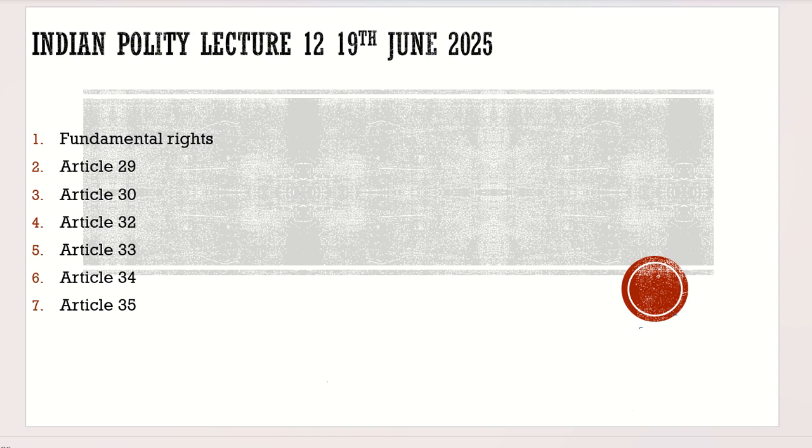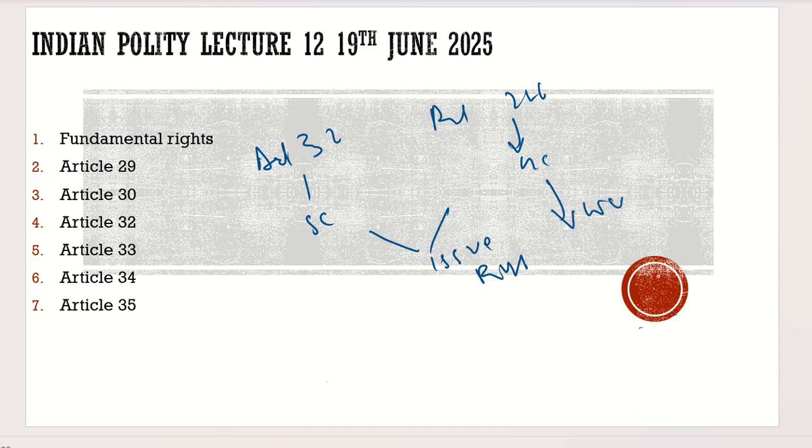Now one thing I want to compare here is Article 32 and Article 226. One is for the Supreme Court, the other for the high courts. Both issue writs, but the high court has the wider scope. Even if a legal right is restricted, you can approach the high court. If a fundamental right is restricted, you can approach the high court. But for Article 32, it deals with only fundamental rights. This is the difference between the two.